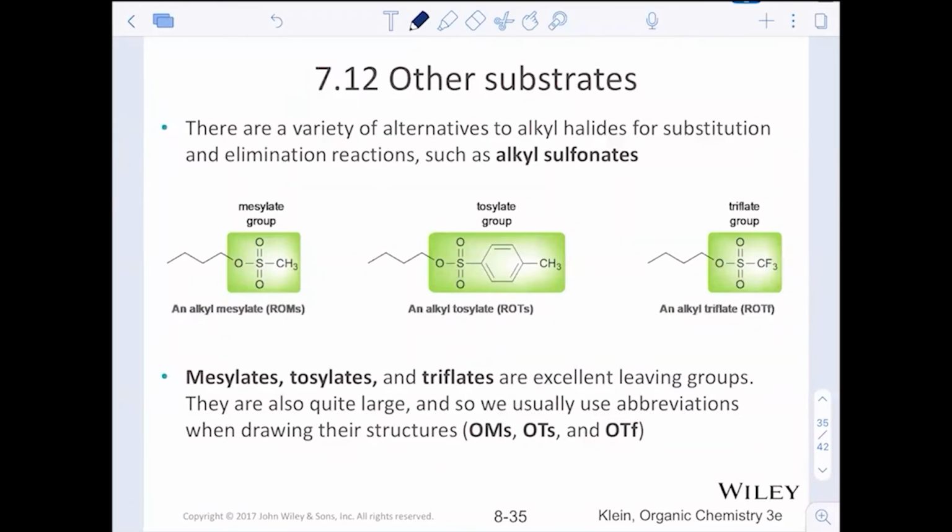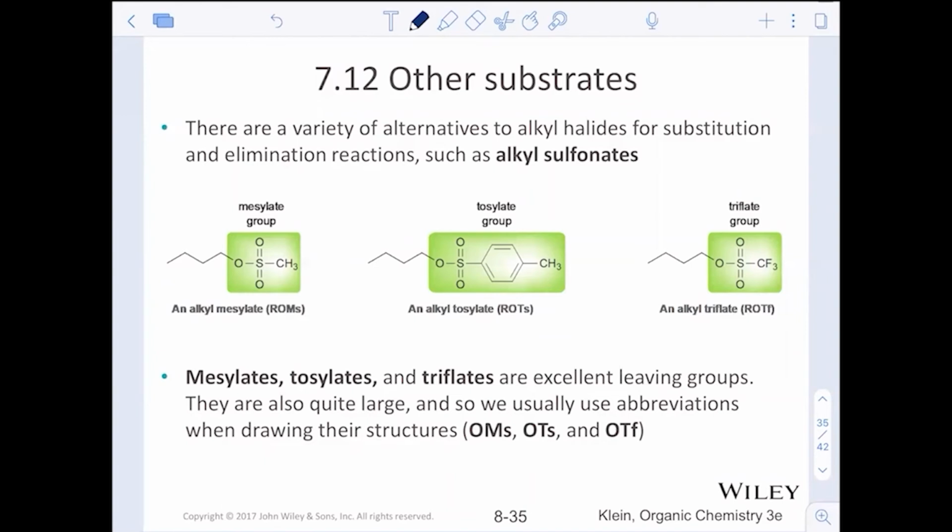Okay, let's dive into some other substrates that can do our SN2, SN1, E1, and E2 reactions. These are other good leaving groups. One class that we're going to look at is called the alkyl sulfonates. We talked about this at the very beginning of our Chapter 7 discussion when we were talking about other good leaving groups other than the halogens.